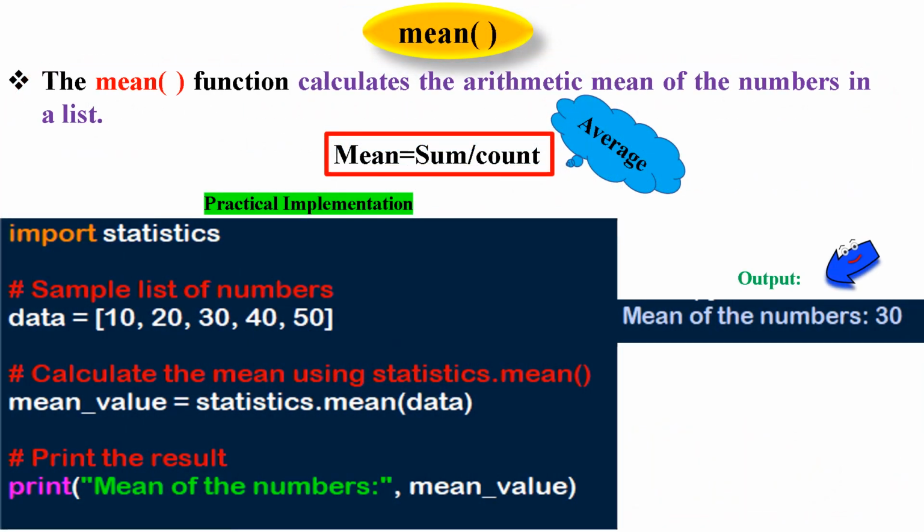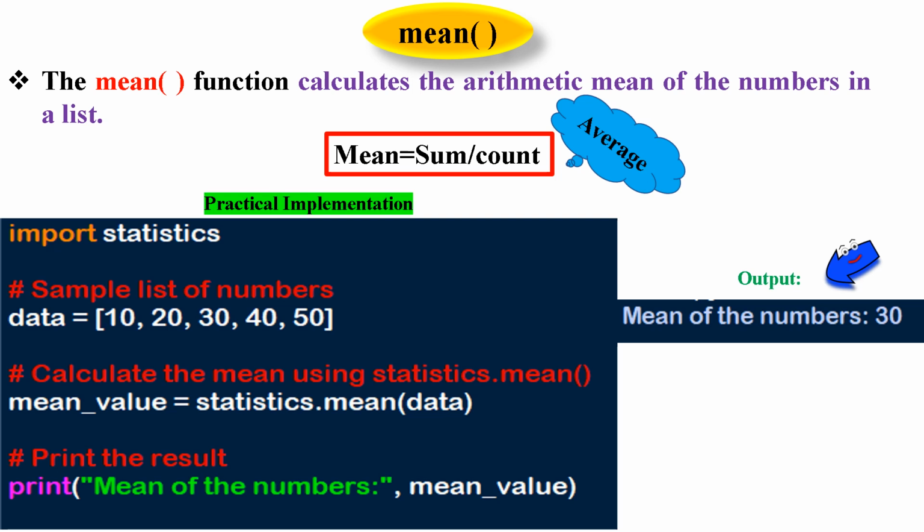The mean function calculates the arithmetic mean of the numbers in a list. What do you mean by arithmetic mean? It is calculated by summing up all the values in a dataset and then dividing that sum by the total number of values in the dataset. That is finding the average. Let's look at the Python code.